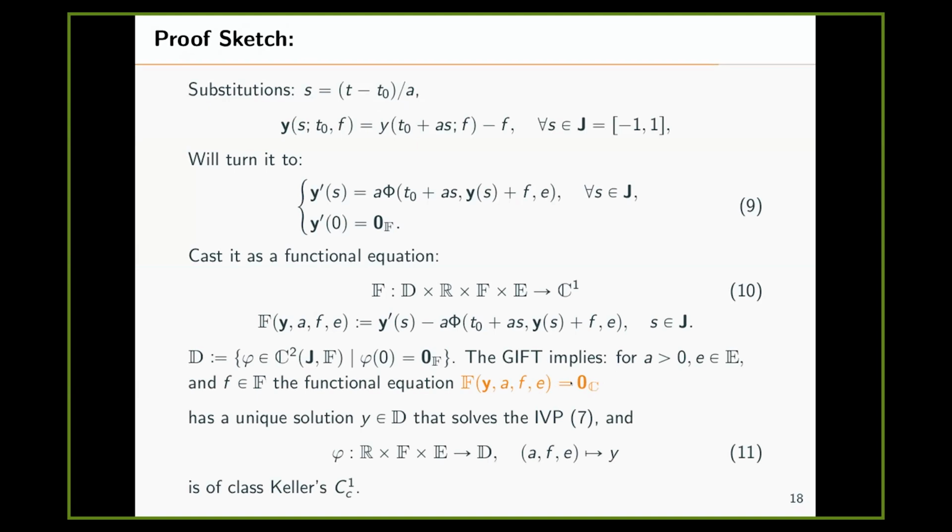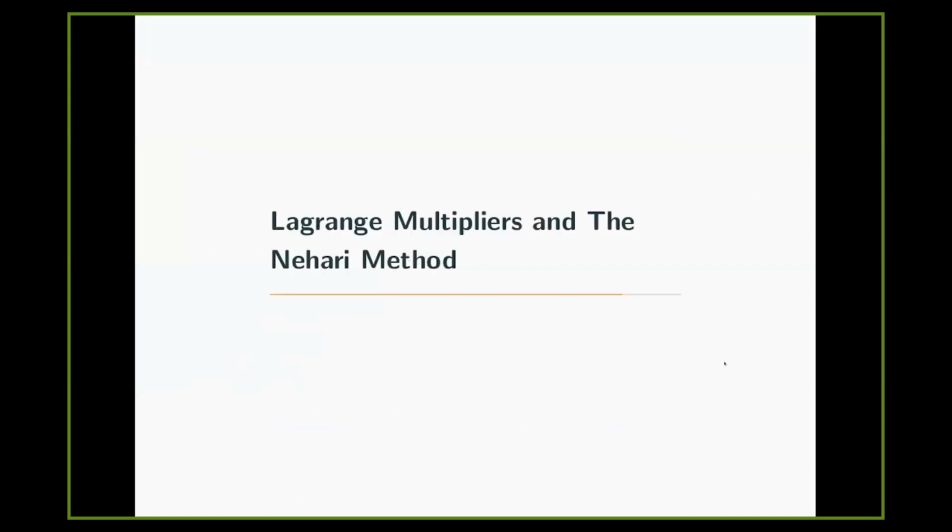And the existence and uniqueness is guaranteed by the global implicit function theorem. And the rest of it is routine. And I should move on to the next application. The next application is to generalize the Lagrange multipliers and Nehari methods.